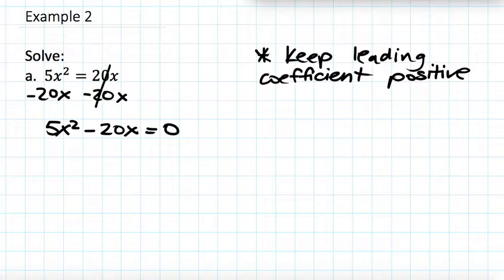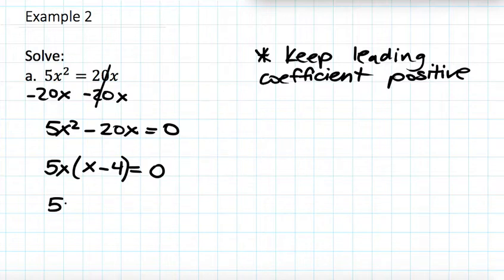Now this factors a little bit differently than the first example because I don't have a constant term here. I just have x in 2 terms. So remember, when you're thinking about factoring, what you want to factor out first is a GCF. And so looking at this, I see that I have a GCF of 5x. So that's what I'm going to factor out. That's going to leave me with x minus 4 equals 0.